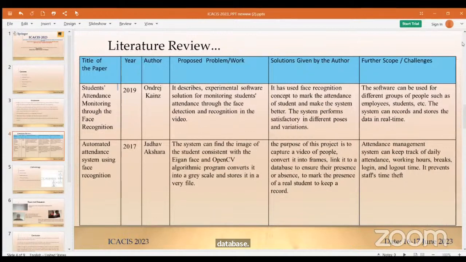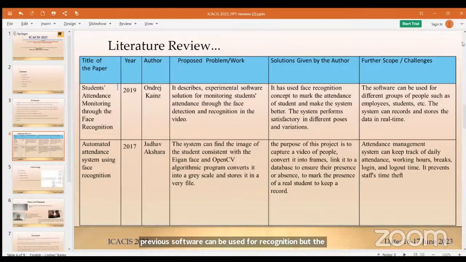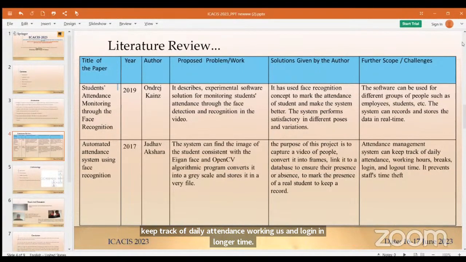Then we will discuss the literature review. We have seen attendance through face detection and face recognition in this video. They have created a video for this. Implementing the previous software can be used for recognition. The IGEN-face paper describes an attendance management system that can keep track of daily attendance, working hours, and login and logout time also. It prevents staff time theft.